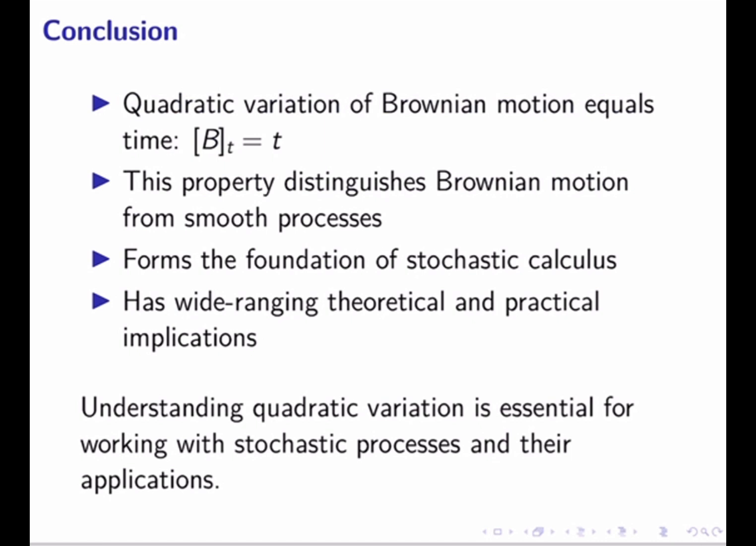In conclusion, we have proven that the quadratic variation of Brownian motion equals time, a remarkable property that distinguishes it from deterministic processes. This property forms the foundation of stochastic calculus and has wide-ranging implications in theory and practice. Understanding quadratic variation is essential for anyone working with stochastic processes, whether in mathematics, finance, physics, or engineering.